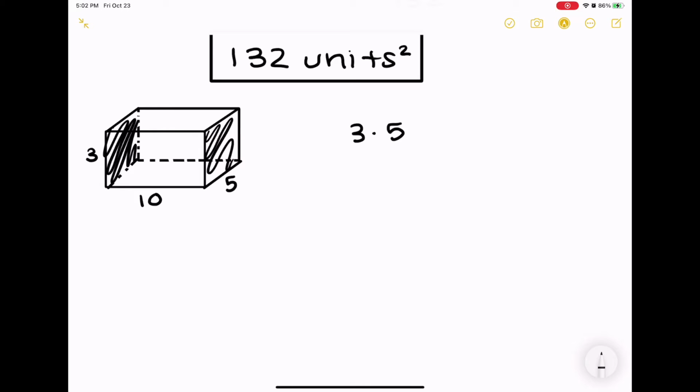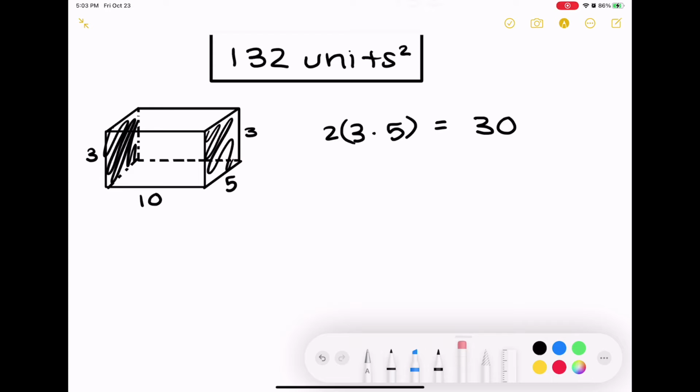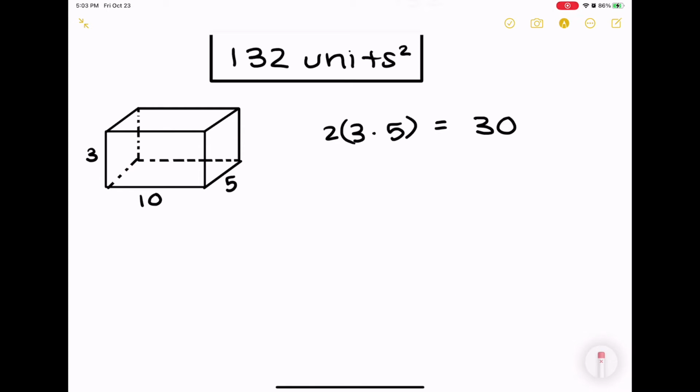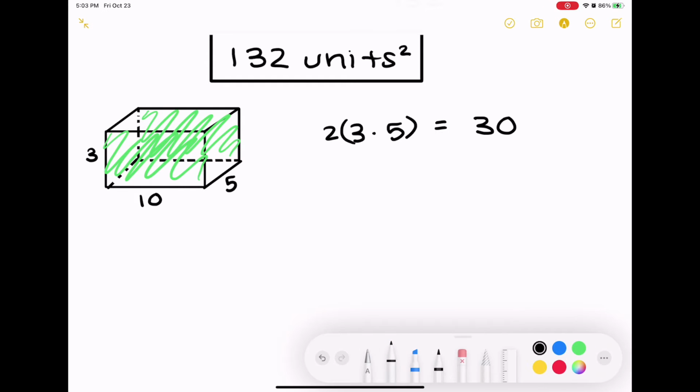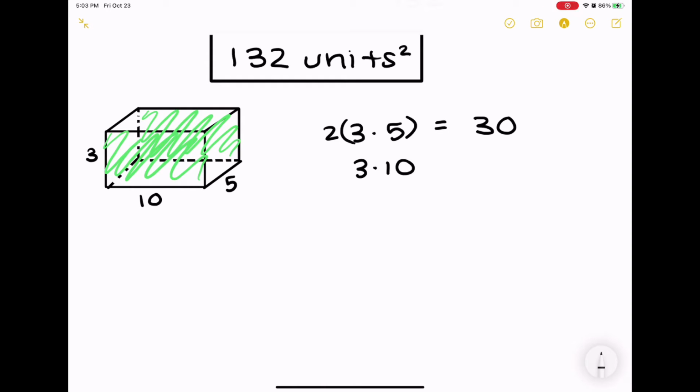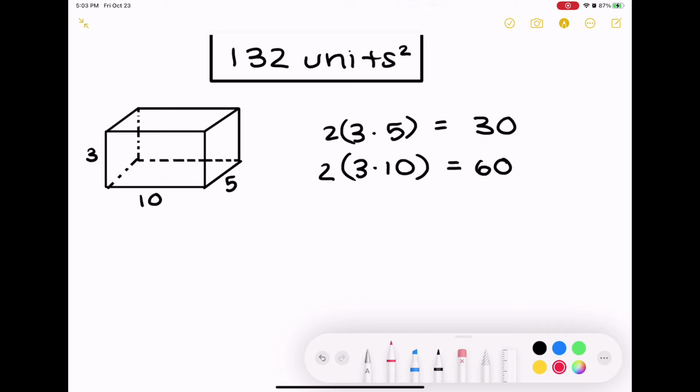So we have 2 3 by 5 rectangles. So we know 3 times 5, which is 15, times 2, which is 30, because we have 2 of them, remember? Now, let's go on to the front and back faces, which are the same as well. We have 3 by 10, which is 30, times 2 because there are 2 of them, 60.